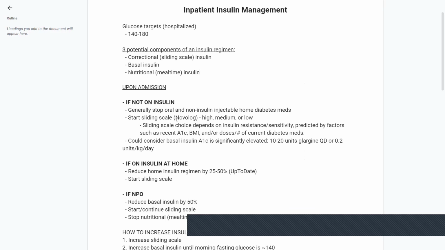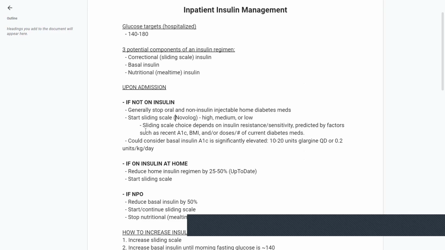Say you're admitting a patient who has diabetes and they're on a high dose of metformin. Generally, what we do is we stop all the oral medications. There are some caveats to this, but as a general thing, I'm not going to go into this in detail in this lecture, you stop the oral and then non-insulin injectables, like Ozempic or one of those. So stop those medications and then put them on an insulin regimen.